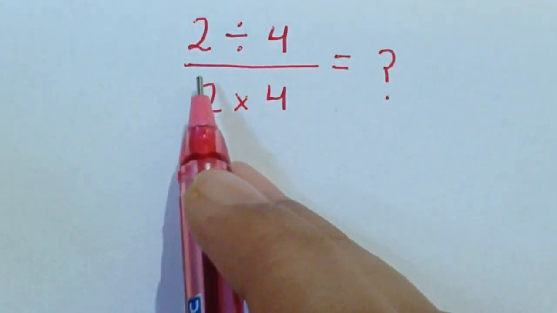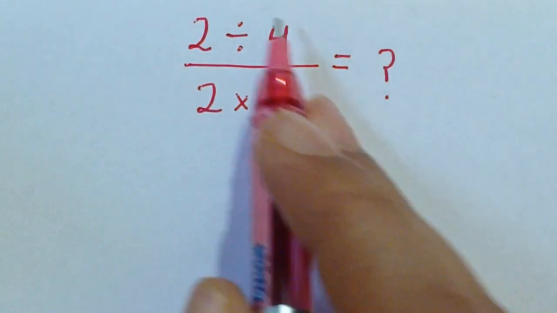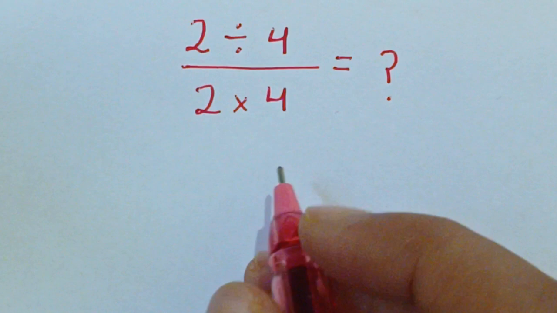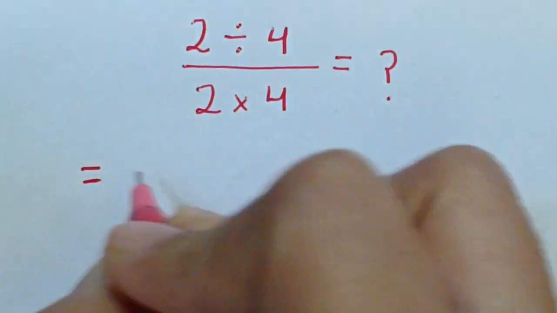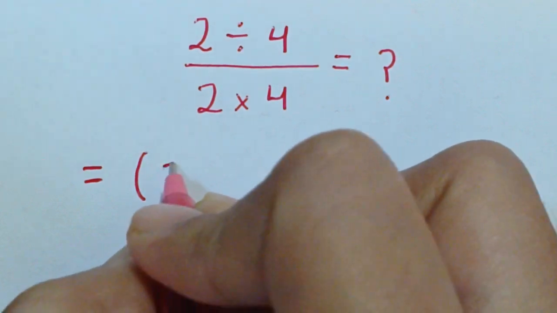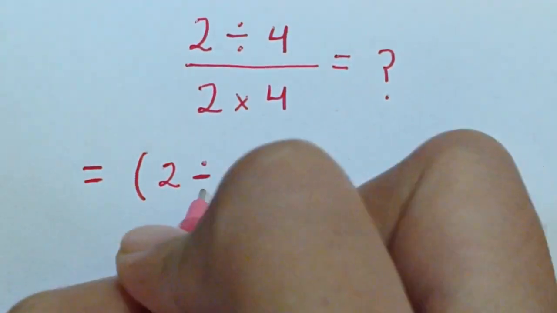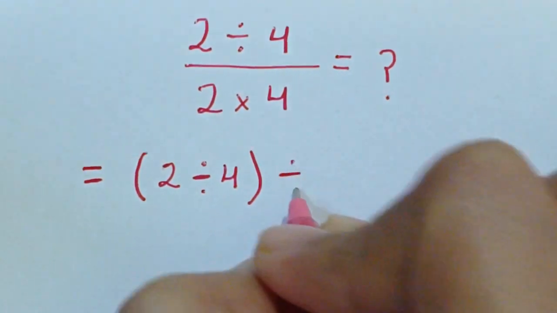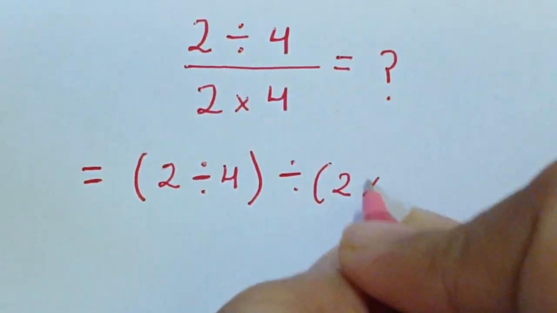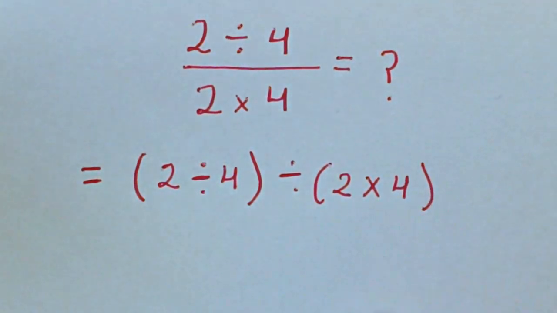2 divided by 4 divided by 2 times 4. What is the value of this expression? So let's solve. We can write this expression as (2 divided by 4) divided by (2 times 4).